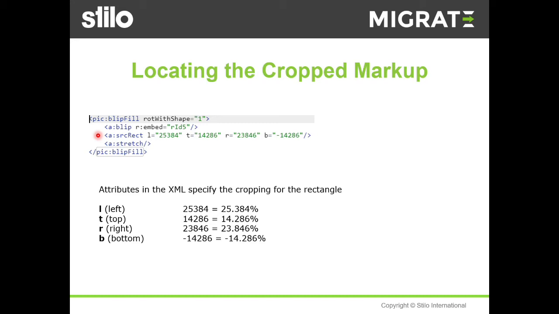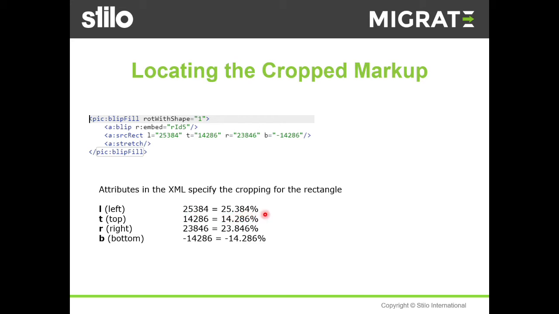The a:srcRect tag, this element that's within the pic:blipFill element, specifies the portion of the blip or image that is used for the fill. If no attributes are specified, this indicates that the image has not been cropped. Otherwise, the b, which is the bottom, l left, r right, and t top attributes specify the cropping for the rectangle. Each edge of the image is defined by a percentage offset from the edge of the bounding box. And you simply divide the numbers by 1,000 to get the percentage offset.